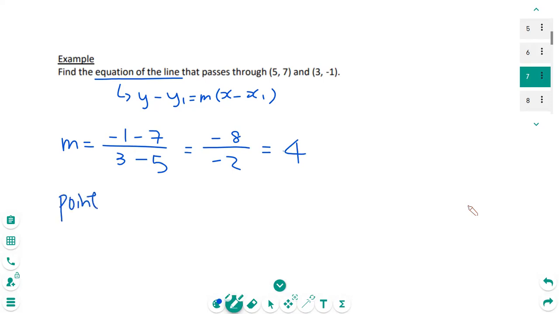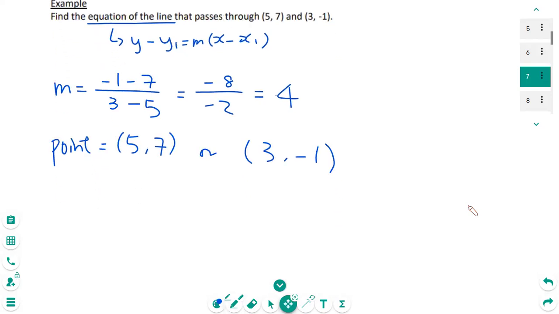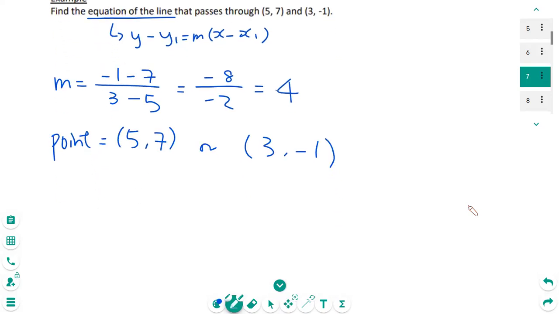Now we need a point, but we've got two. Which one can we use? We can use either of them, either (5, 7) or (3, minus 1), depending on which one you prefer. Some people prefer the first one because there's no negative. Some people prefer the second one because there are no big numbers. So I will use the first one as my point.